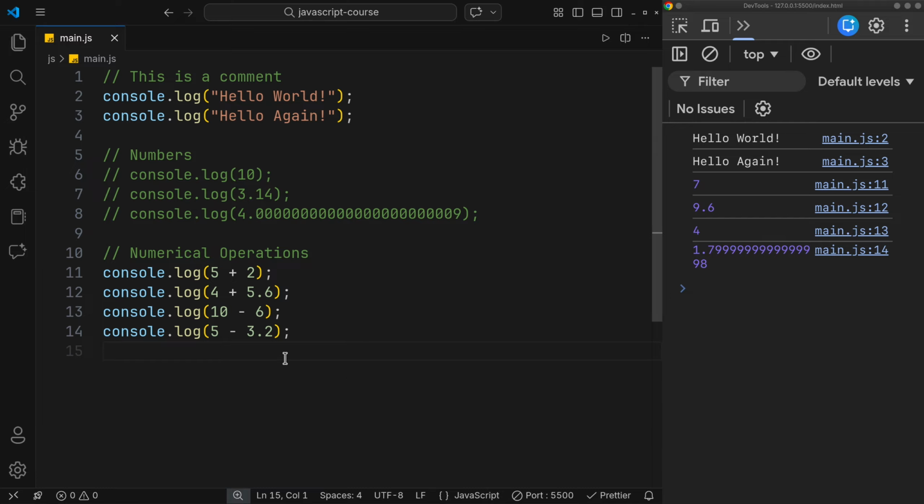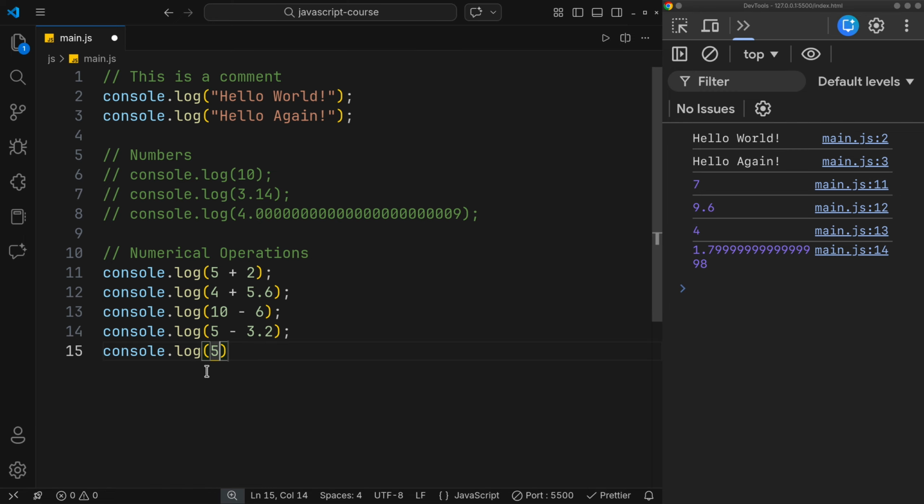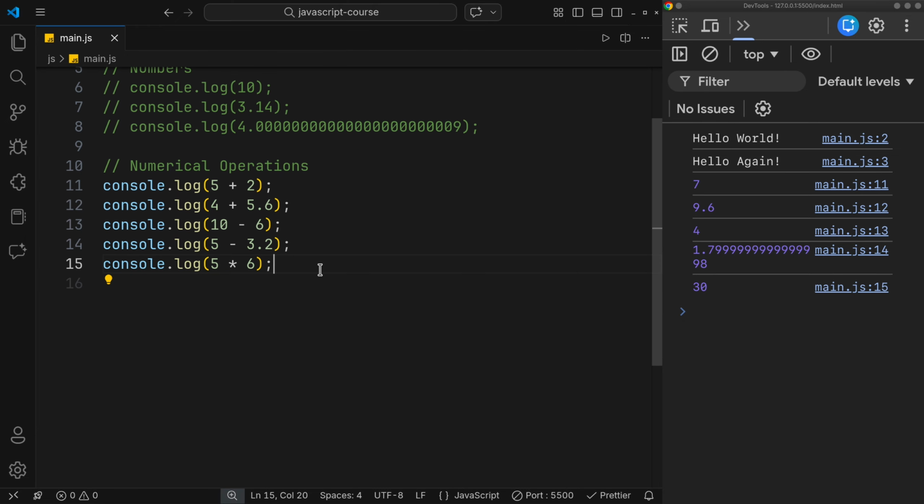Then we can do multiplication as well. So clg, let's do 5 times 6. As you can see, we are getting 30. Once again, we can do division as well. So clg, let's do 40 divided by 5. So we are getting 8. So we can do the basic operations, which are addition, subtraction, multiplication, and division.